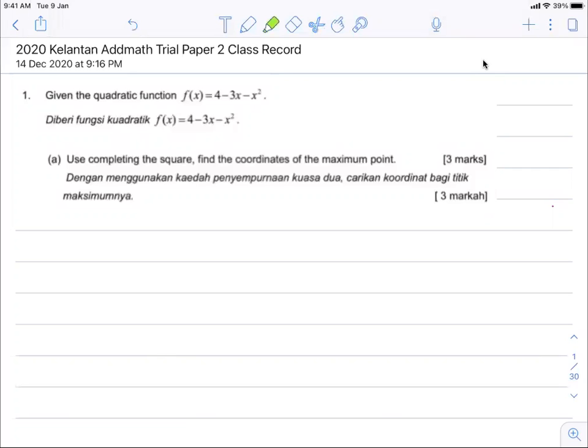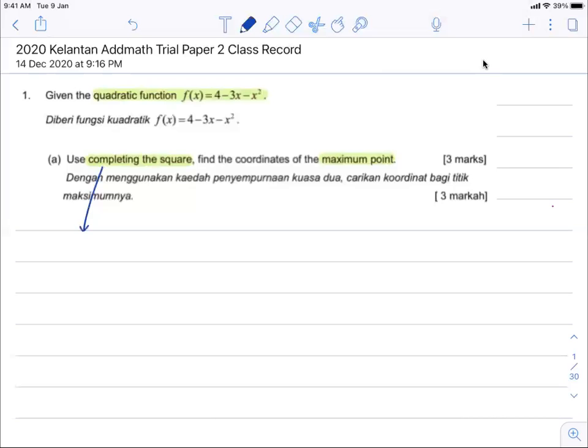question 1. So given quadratic function f(x) equal to 4 minus 3x minus x squared, the question asks us to use completing the square to find the maximum point of the quadratic function.